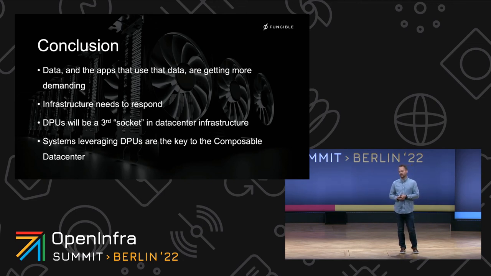Our approach at Fungible is to make sure everything is accessible over Ethernet. We believe a converged Ethernet network is where the industry is going, and hopefully that'll make these technologies easier to consume.